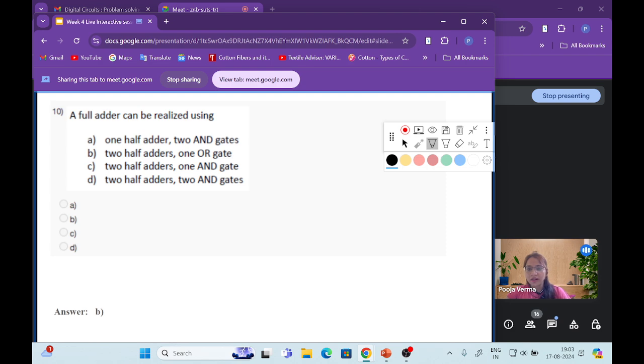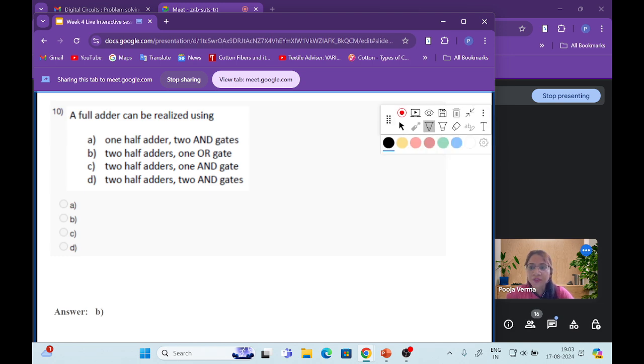A full adder can be realized using one half adder, two NAND gates; two half adders and one OR gate; two half adders and one AND gate; or two half adders and two NAND gates. So can anyone of you answer this question? A full adder can be realized from the following options.